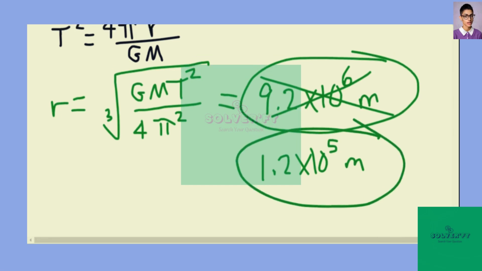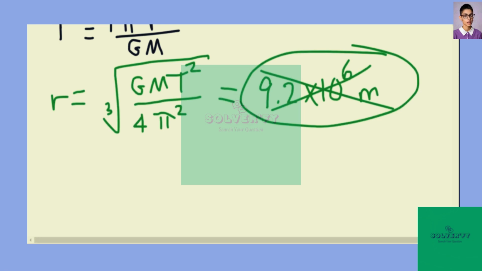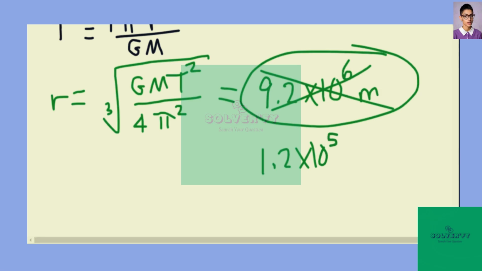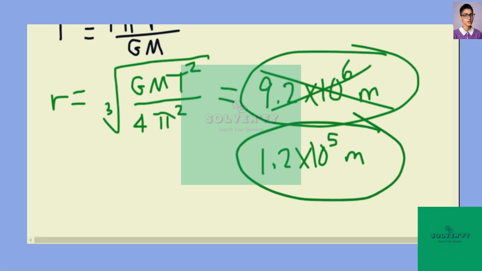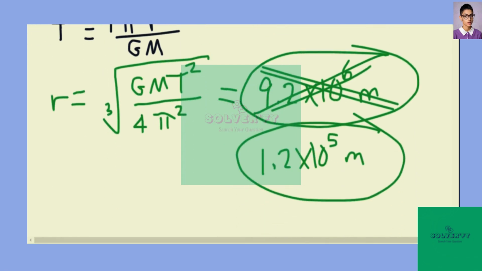Oh, I didn't use 20 times the mass of the sun. So I need to multiply by 20. The 20 up there, I even circled it. Okay, now I've got the right answer. To 2 significant digits, it is 1.2 times 10 to the 5th power meters. So 2 mistakes, but they were pretty easy to figure out. 1.2 times 10 to the 5th power meters.